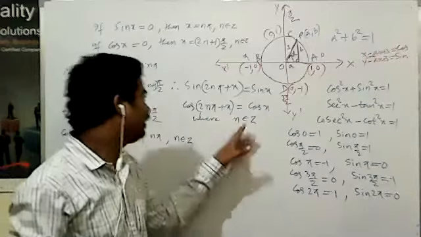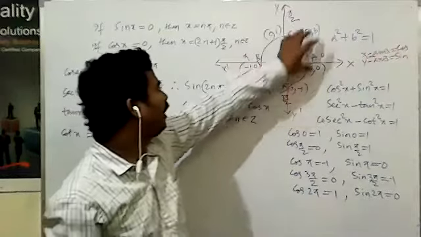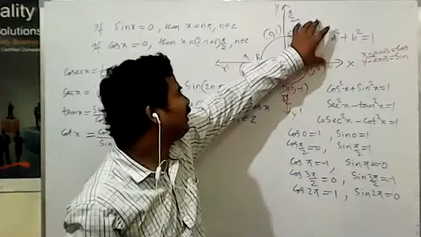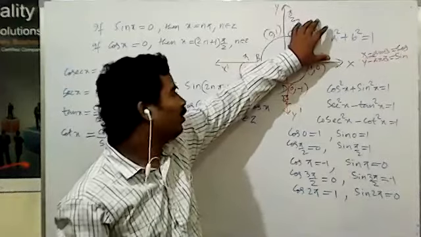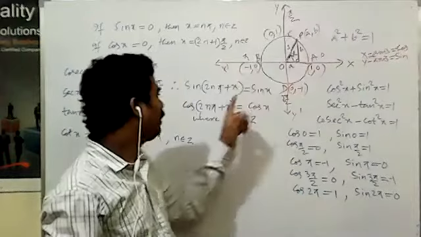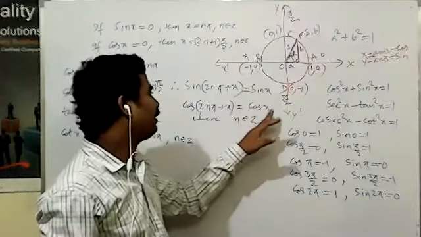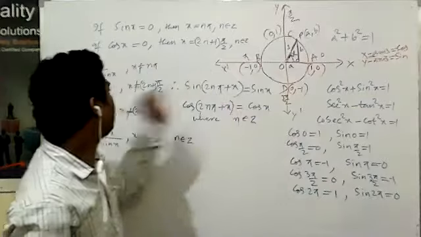Where n belongs to Z means this is one rotation. After one rotation, this first quadrant comes. So that's why in this first quadrant all values are positive, and it is the same function in pi format.